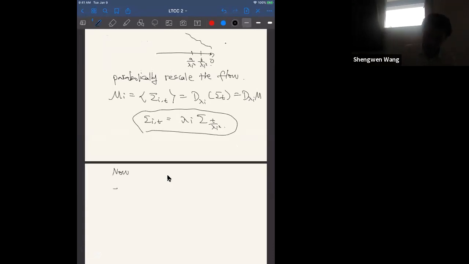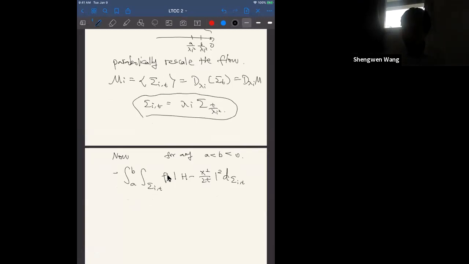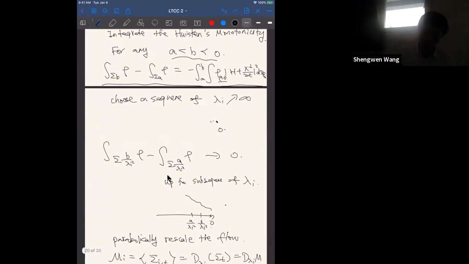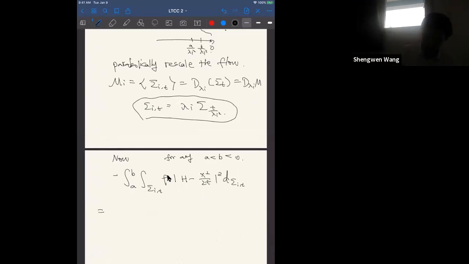Now, if you integrate, for any A less than B less than 0, the rescaled flow sigma_i t, rho of H minus X perp over 2t, sigma_i t. By the integral form of the monotonicity formula, you can rewrite it as the difference on the left-hand side. So this is equal to sigma_i B rho X_B minus sigma_i A rho X_A.